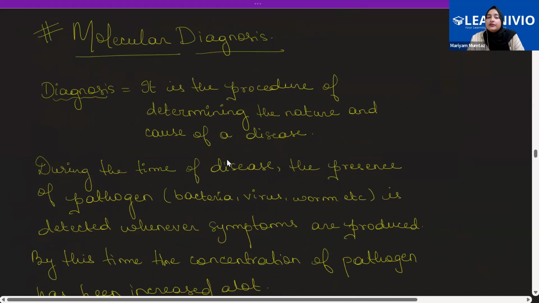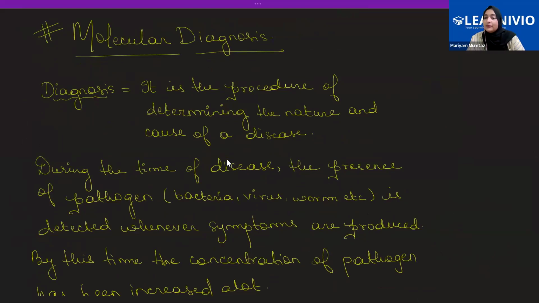Now coming on to molecular diagnosis. Diagnosis means to find out which type of pathogen is there in the body, which type of disease nature is there. So to find out these things, we call it diagnosis. Diagnosis is basically a procedure of determining the nature and the cause of a disease.